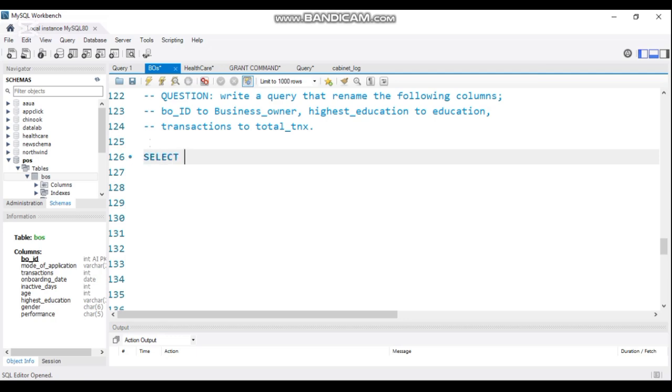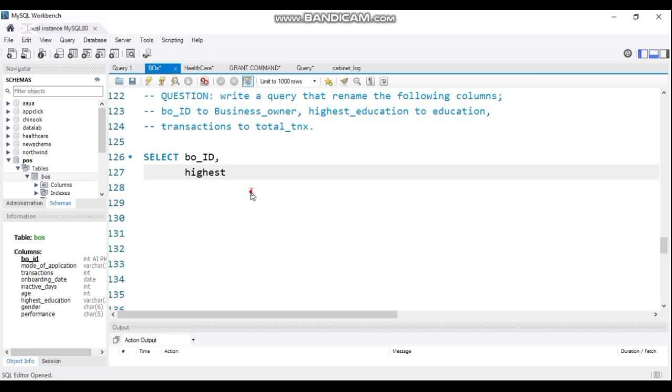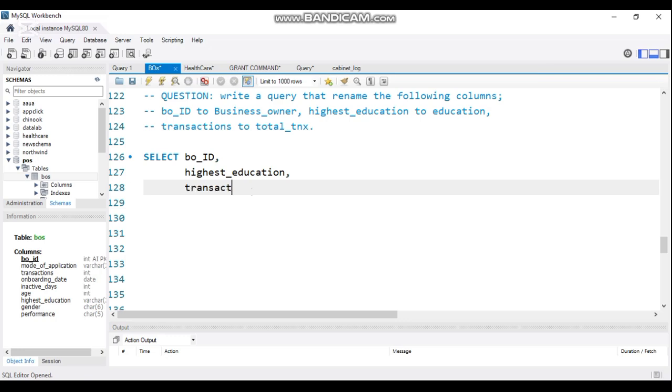We are going to return the original names in our table and also return the alias so we can see how these things work. So what we have in the question is BOID. The next one is highest education. Highest education is the next column we want to check. And the next one is transaction. The transaction column. From our BO's table. That's what we have been using.